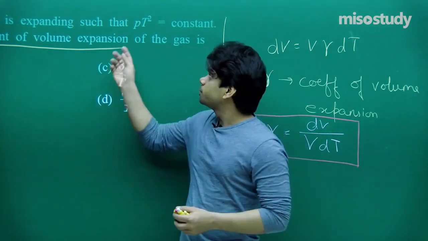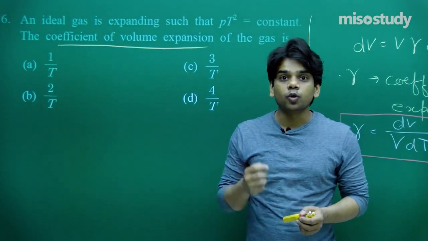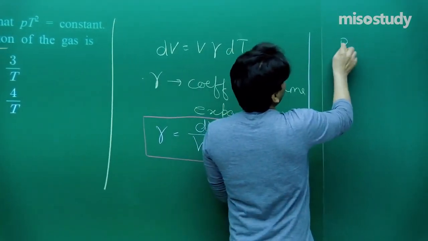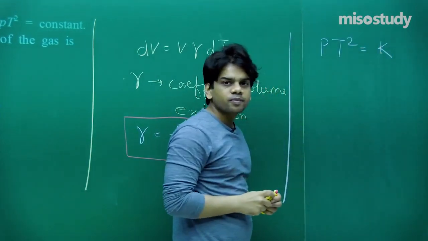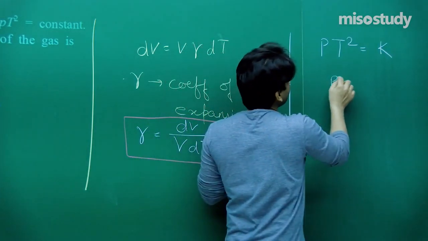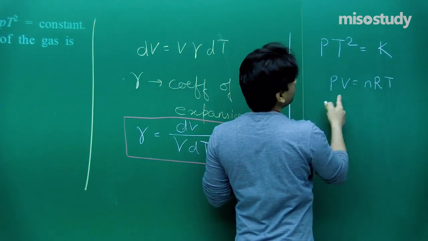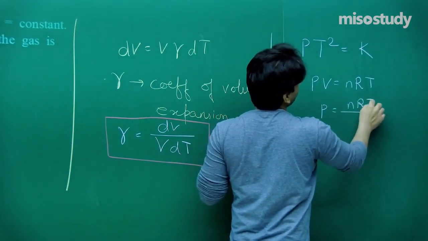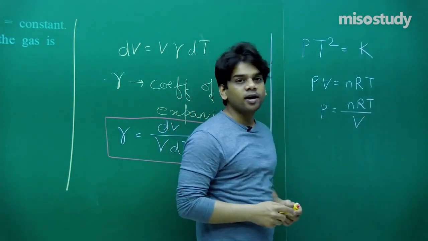Given in the question, it's PT to the power 2 equals constant. That means pressure into temperature to the power 2 equals constant. Let me write down PT to the power 2 is equal to constant. Let's keep this constant as K. Now we know that PV equals nRT. So clearly from here you can put the value of P as nRT by V.